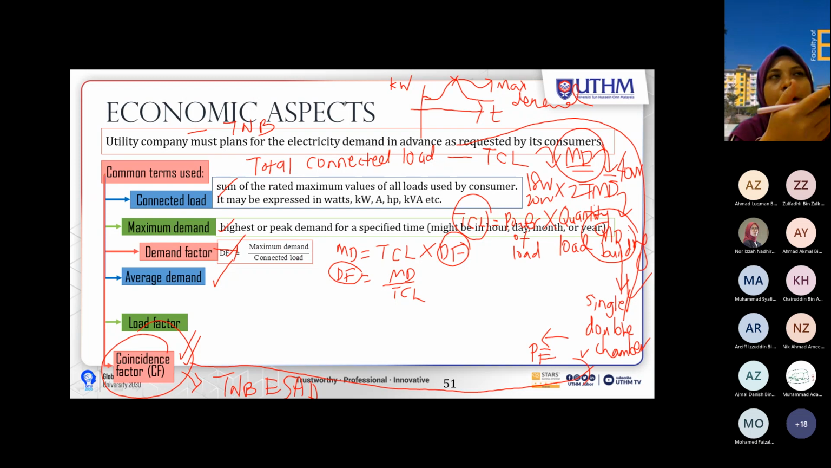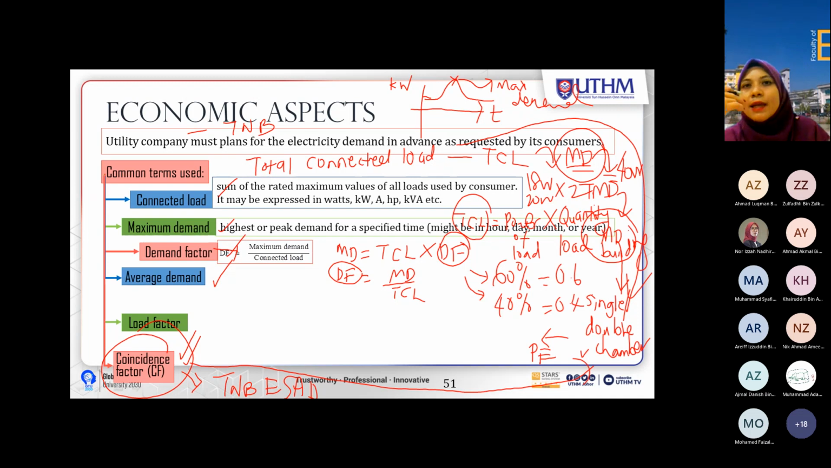For example, kalau katakanlah lampu kan, lighting. For example, we use this lighting during night time. Kalau daytime pun mungkin dalam 10%, for example lah kan. So maybe kita boleh state demand factor for the lighting point is about 60%. Ataupun 0.6 kan, macam tu. Contoh macam aircon, for example, kita gunakan aircon maybe 40%. So tak ada masalah. So we just based on assumption, but kena realistic lah.